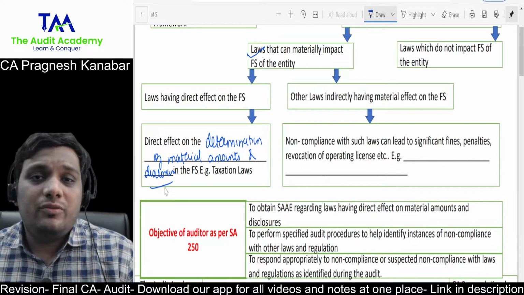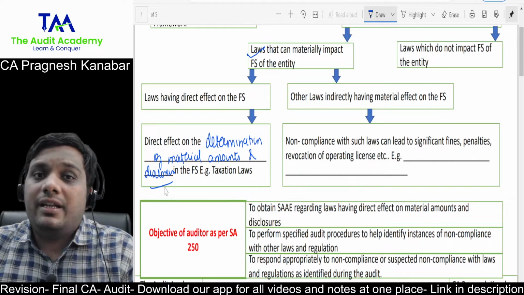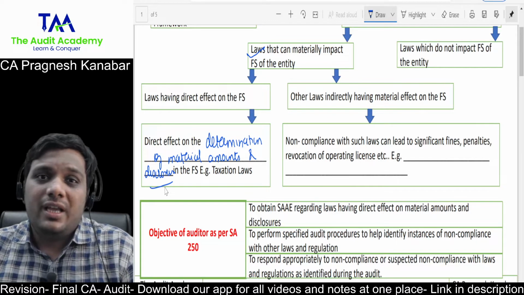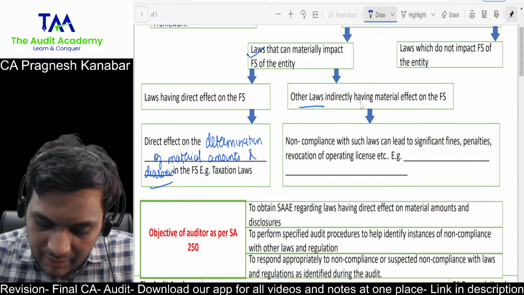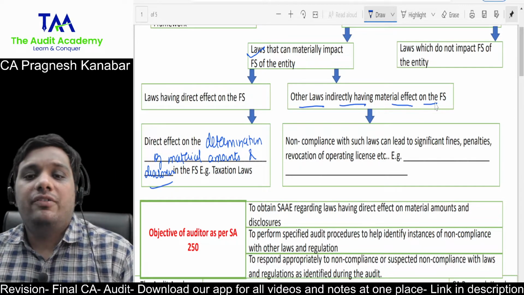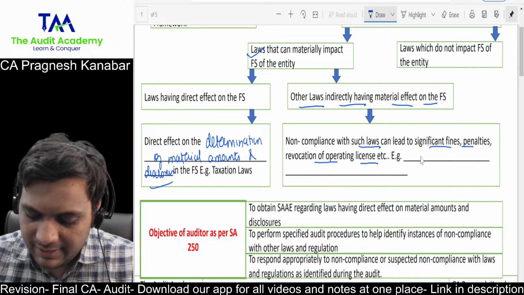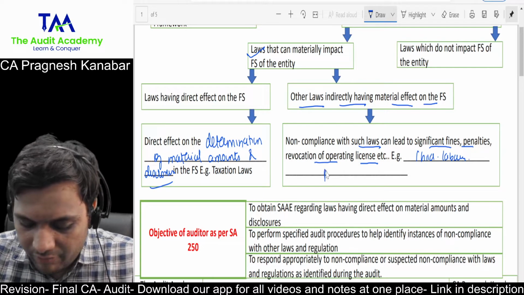Then there are other laws which may not directly calculate the amounts and disclosures, but can indirectly have a huge impact, like for example child labor laws or environment protection laws. If these laws are violated, the whole operation can be shut down, so the non-compliance can have a material impact. These are other laws indirectly having a material effect on the financial statements. Non-compliance with such laws can lead to significant fines and penalties, as I told you, like child labor laws or environment protection laws.